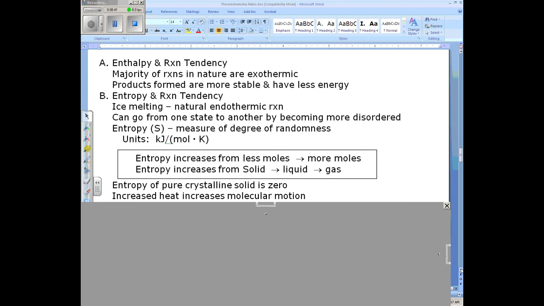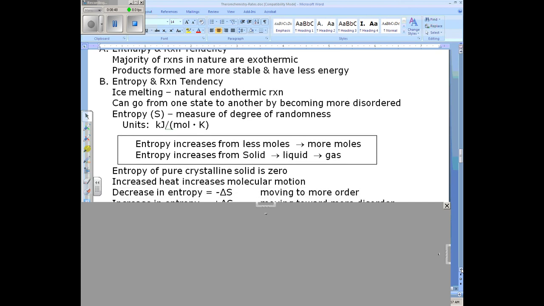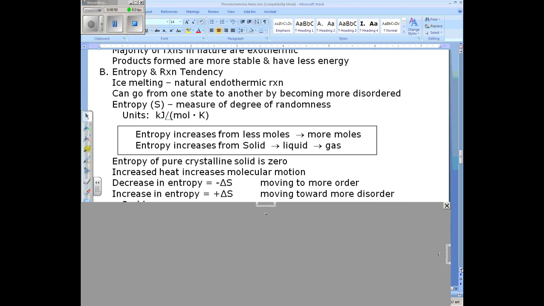Increased heat increases molecular motion, and that's why Kelvin temperature is a part of the units for entropy. Okay, more signs to remember. We know delta H negative is exothermic. Delta H positive is endothermic. Well, now we have delta S, our change in disorder. So if it is negative delta S, we are moving toward more order as the reaction proceeds. Positive delta S. Now remember, you can always read delta S as disorder. So positive disorder, you're going to more disorder. All right?